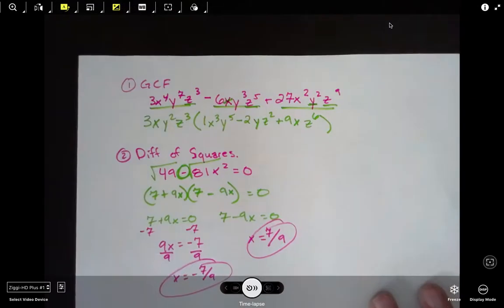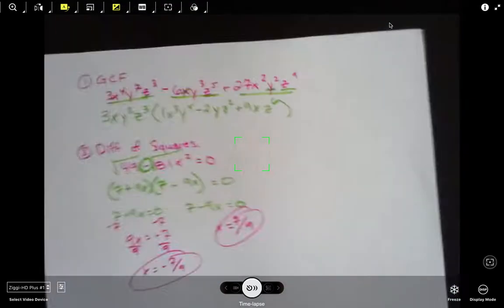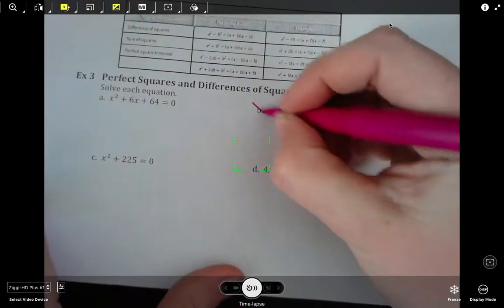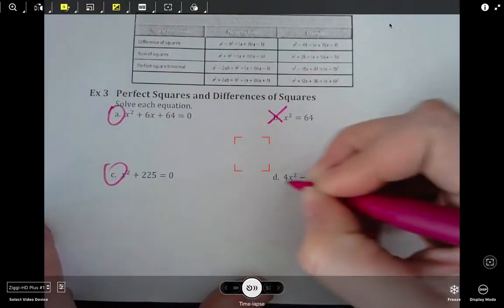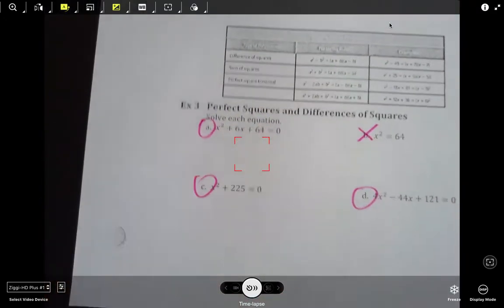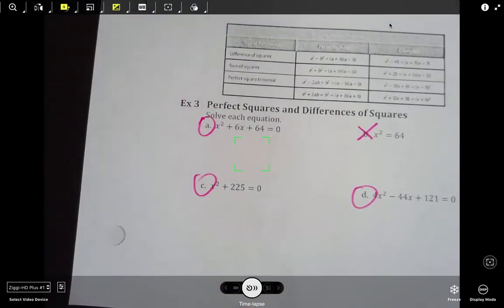So, greatest common factor, difference of squares. Go back to the note sheet. Your notes are filled in up until, I think, part B, which we did together. So we need A, C, and D. We're going to do this in a weird order. We're going to do A first, and then D, and then C. A, D, C.